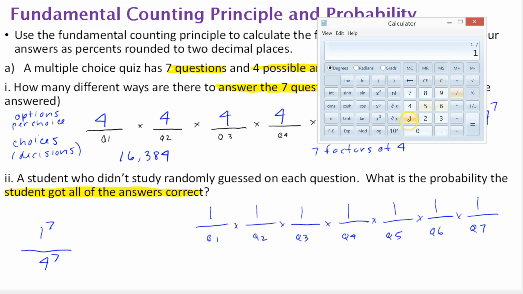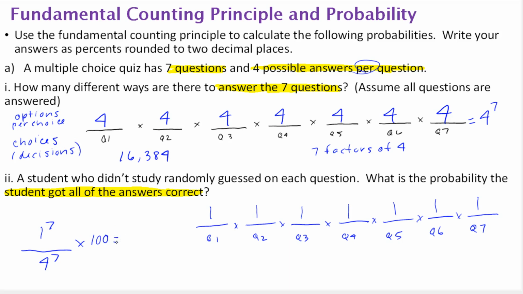So 1 divided by 16,384. And now we'll multiply this by 100. Okay. And we were told to round this to 2 decimal places. I'm going to round to 4. 2 decimal places would be 0.01. But let's go 0.0061. And remember, I multiplied by 100. Let's write that here.